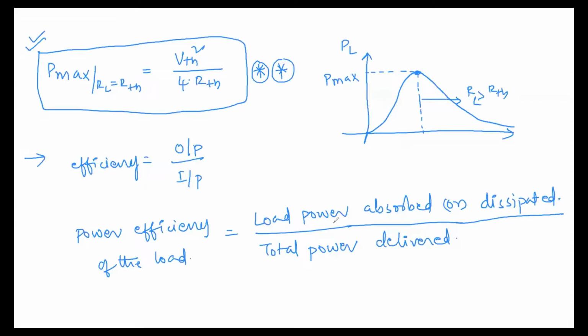So you know what efficiency is. Power efficiency of the load is equal to load power absorbed or dissipated divided by total power delivered. That's it, right? Or you can also say power delivered to that load divided by total power delivered. The terminology is your wish, no problem. But you have to understand what the numerator is and what the denominator is.